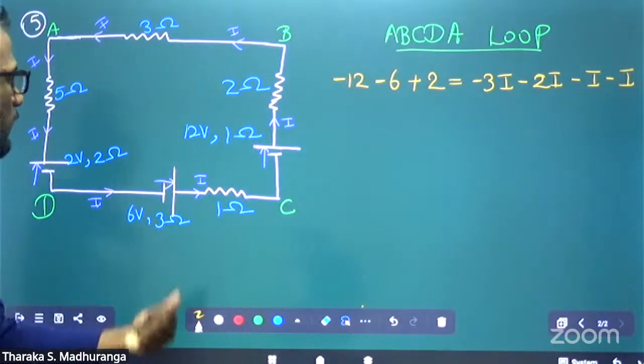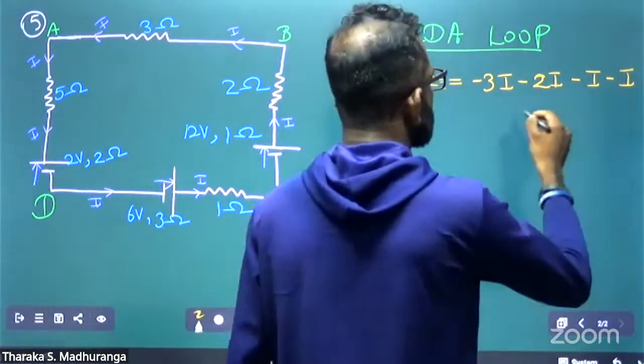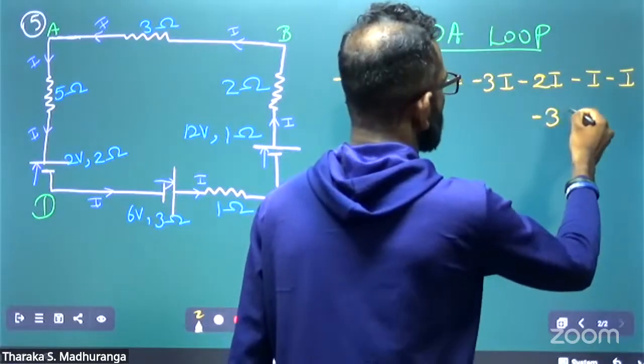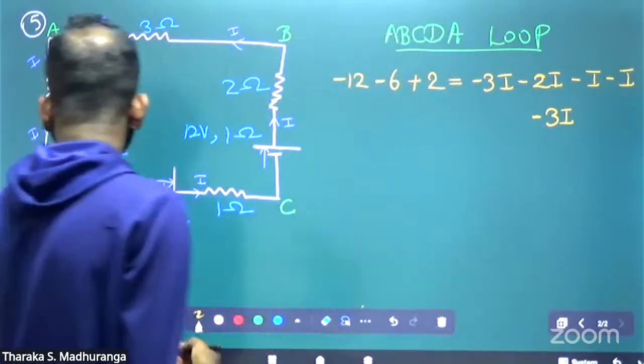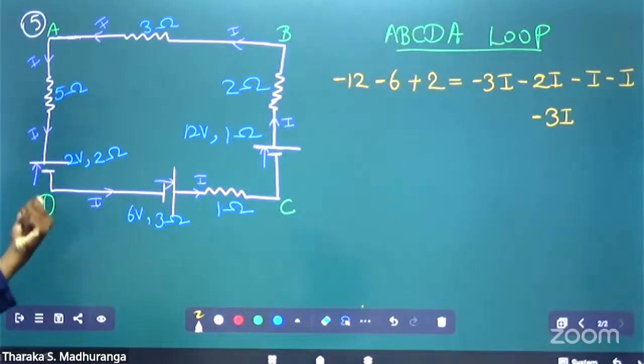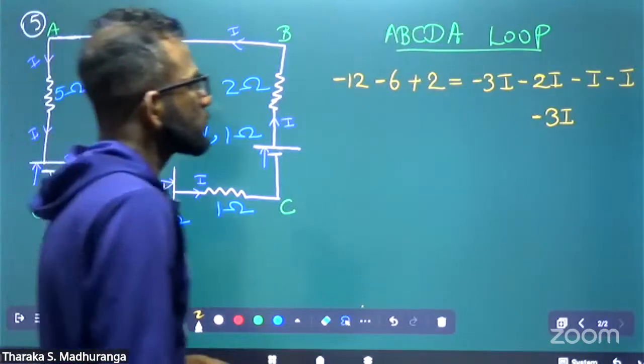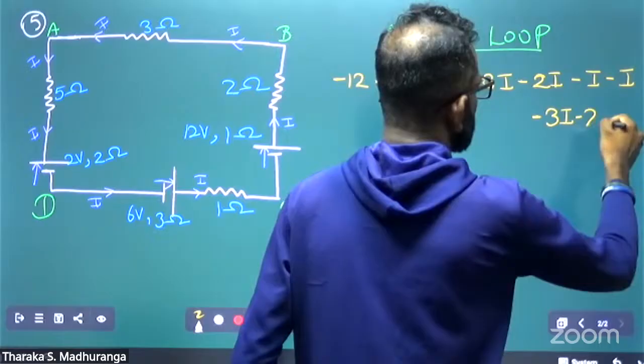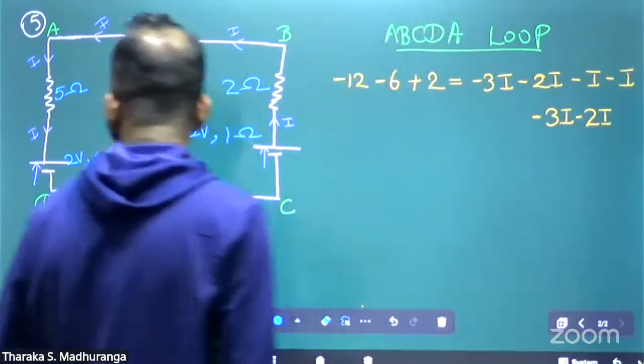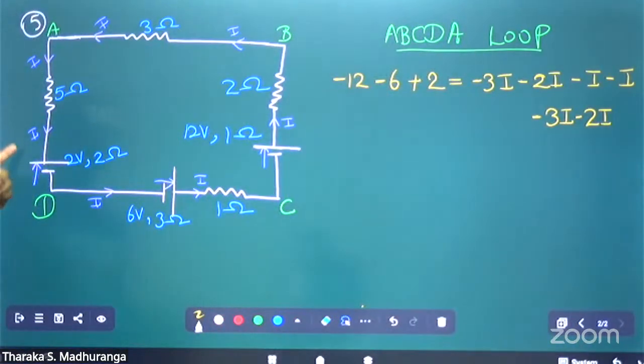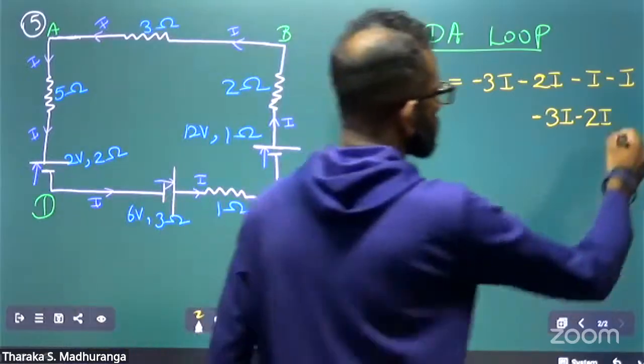This one 3I, minus 3I. This one, current direction opposite, minus 2I. This one, current direction opposite, minus 5I.